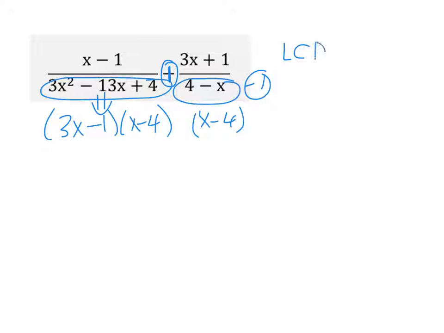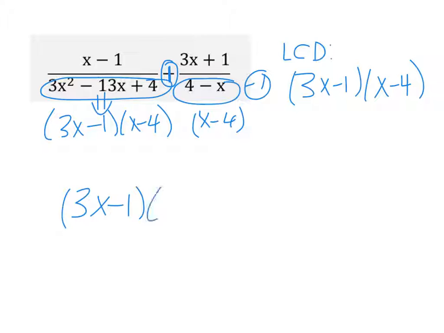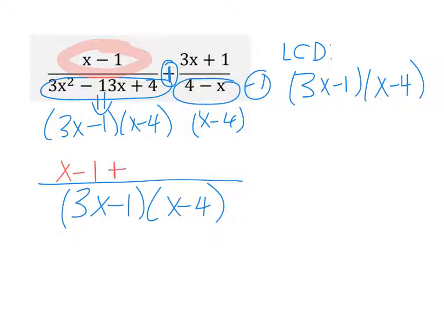So my factors for my lowest common denominator will be 3x minus 1, x minus 4. So that's going to be my lowest common denominator. Now I'm going to use that lowest common denominator to rewrite everything over the lowest common denominator. So if I look at my first numerator here, this is x minus 1. So I know that the denominator is going to be the same, so I'm just going to rewrite it as x minus 1. Now over here, I'm going to change this to a plus because I had changed it over here by removing a factor of negative 1.